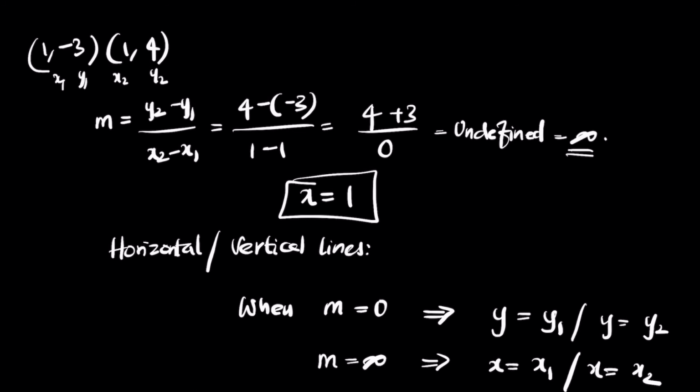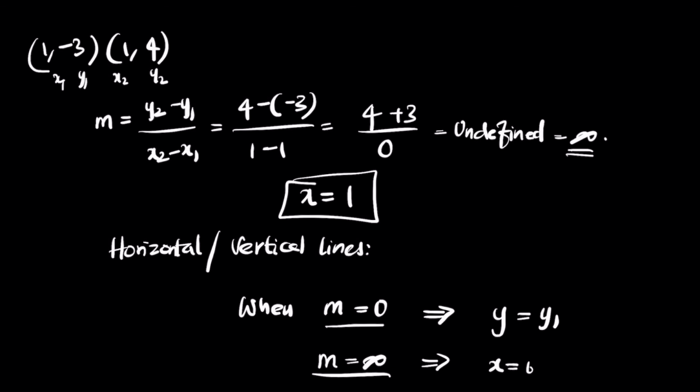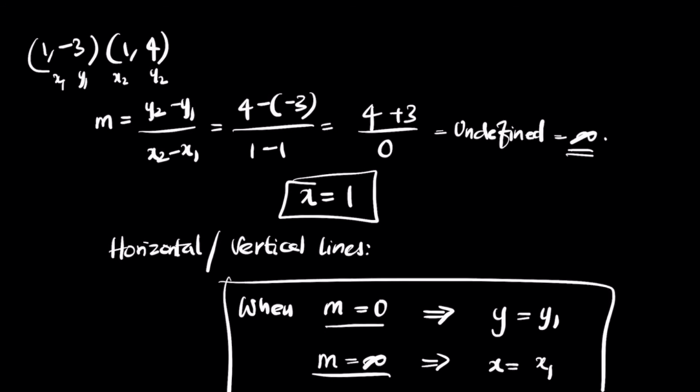Alright, so this is the equation. So when you are given 2 points, and you end up with m equal to 0, then write the equation as y equal to y1. If m is equal to infinity, write the equation as x equal to x1. So these are called horizontal and vertical lines.